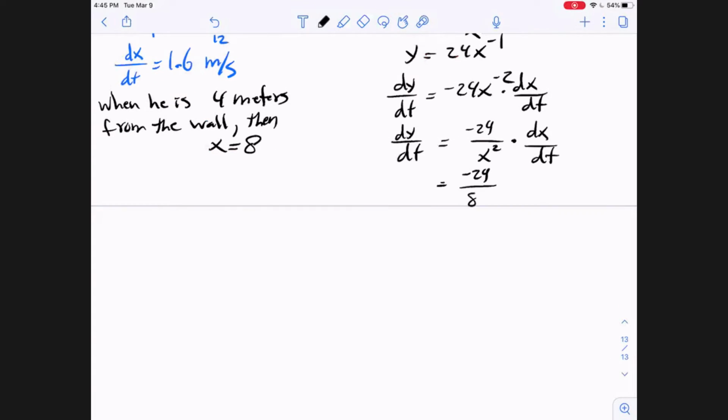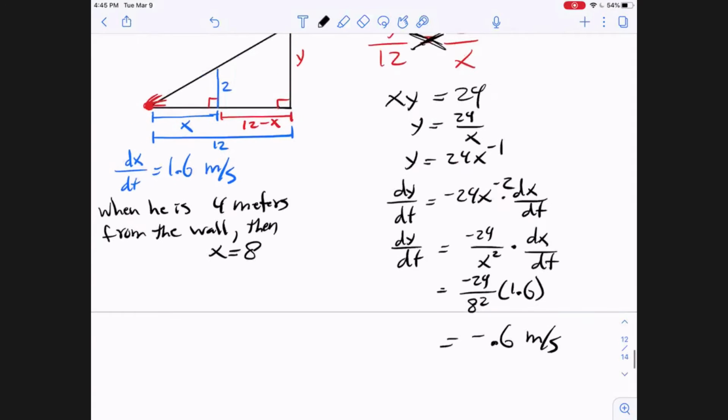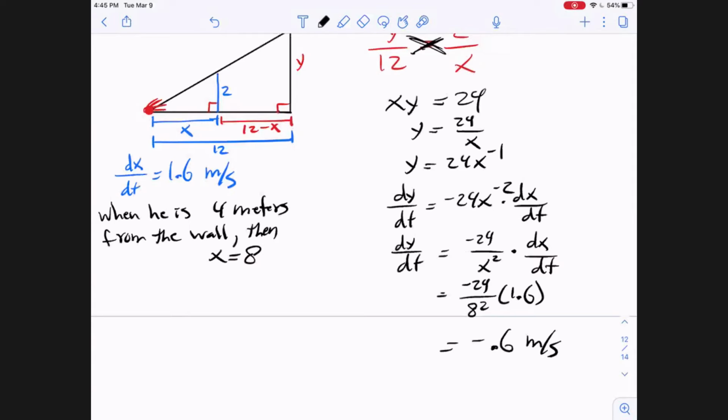24 over 8 squared times dx over dt, which is 1.6. So you put that in your calculator, and we get negative 0.6 meters per second. Why negative? Because the shadow is decreasing. So dy over dt is negative 0.6. Now, that's a tough one.